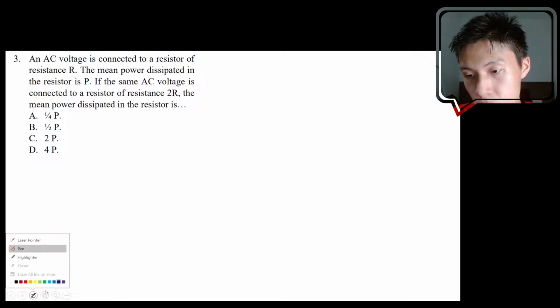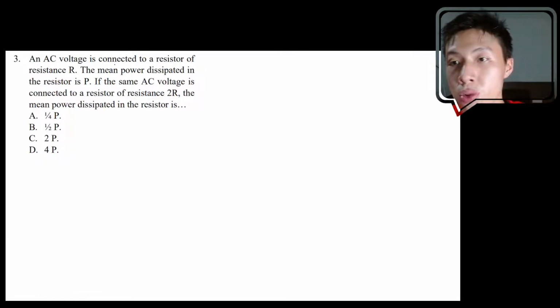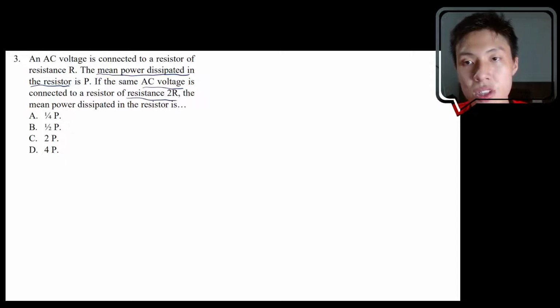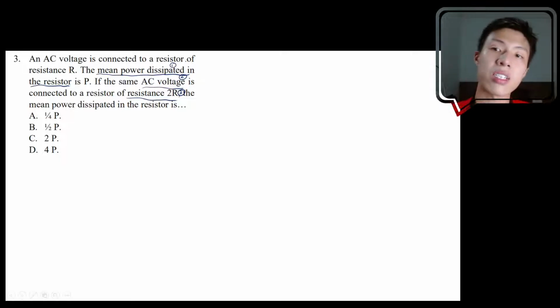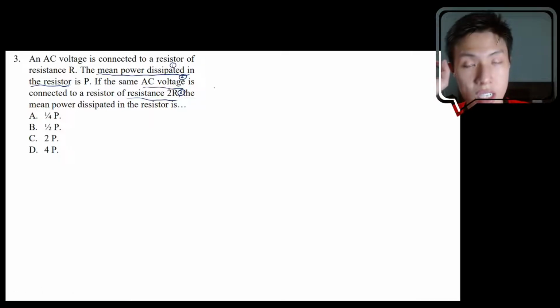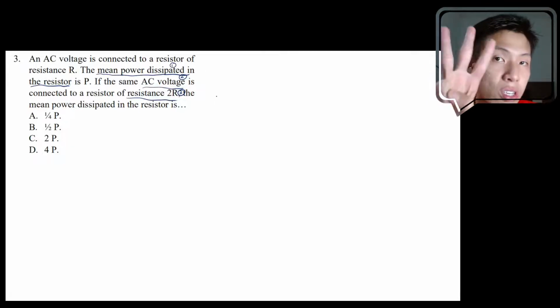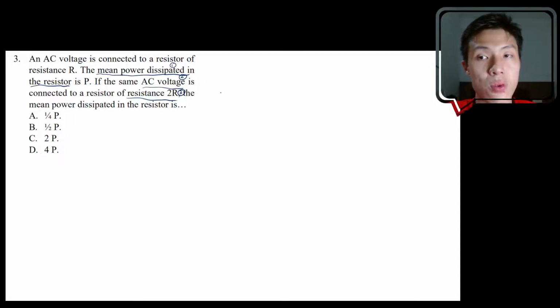So how are we going to go about this? We have to build an equation that describes the relationship between the mean power dissipated in the resistor, the AC voltage, and the resistor as well. So these 3 things will have to be in the equation. Because now they are keeping the AC voltage the same, but they are changing the resistance. So now they want you to investigate what happens to the mean power dissipated. So there are 3 variables here which we want to include in our equation. So this is a pure R circuit.